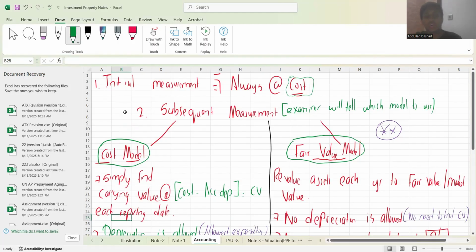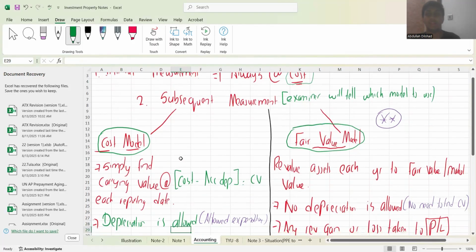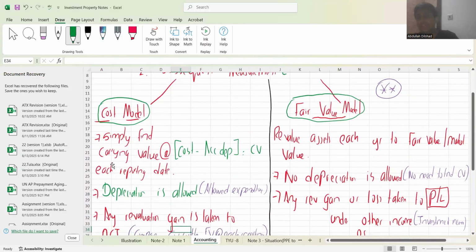First of all, you will recognize the asset. After that, you're planning on hitting it onto your statement of financial position and statement of profit or loss. Initially you'll measure it at cost, and then subsequently you'll move into either the cost model or the fair value model. We are choosing the cost model in case the examiner tells us to. It's quite simple: at each reporting date, or at each financial year, you simply need to find out the carrying value.